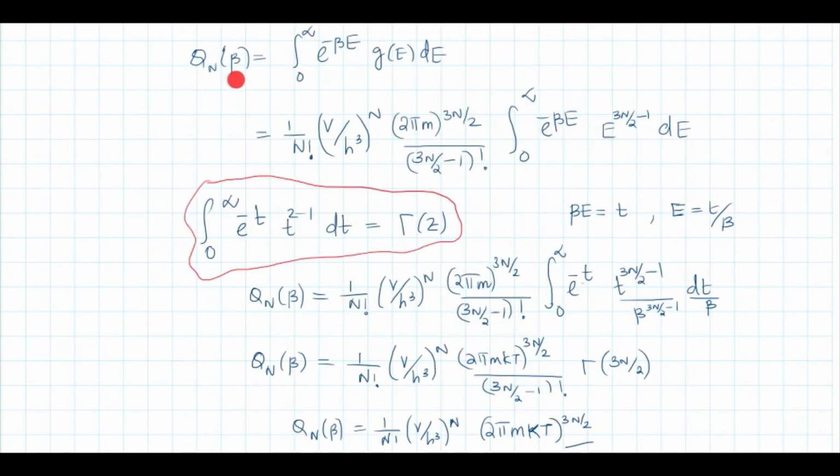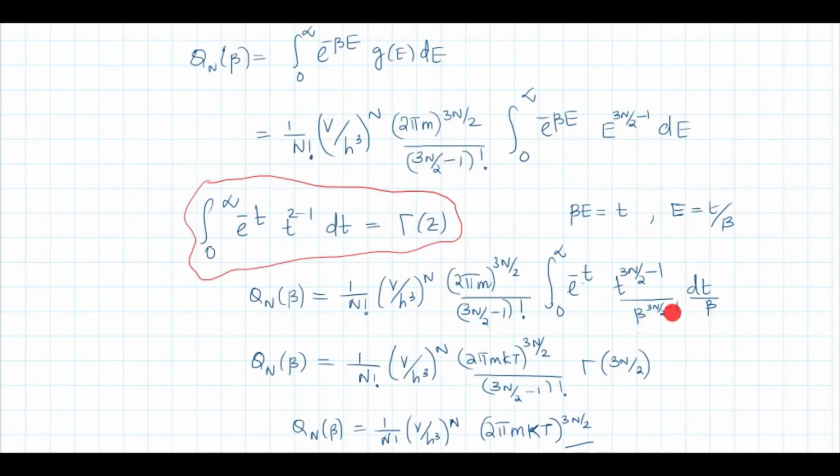Now, the partition function for an n particle system is nothing but the Laplace transform: integral 0 to infinity of e raised to minus beta E g of E dE. Substitute for g of E and take constants outside. The integral becomes 0 to infinity e raised to minus beta E, E raised to 3n by 2 minus 1 dE. We have the definition of the gamma function: integral 0 to infinity e raised to minus t, t raised to z minus 1 dt, as gamma z. Put beta E equal to t, then E becomes t by beta. So this becomes t raised to 3n by 2 minus 1 by beta raised to 3n by 2 minus 1, e raised to minus t dt by beta.